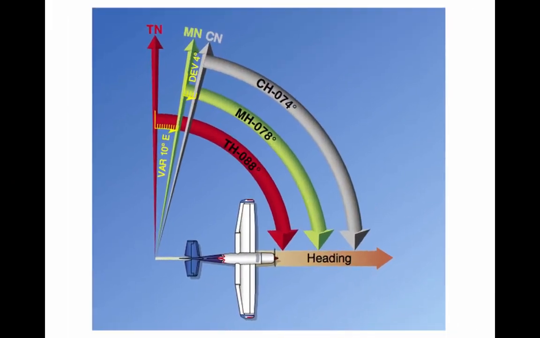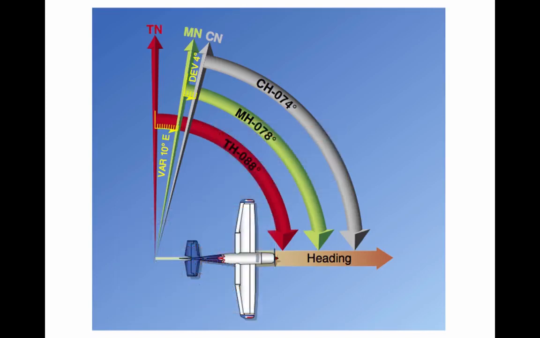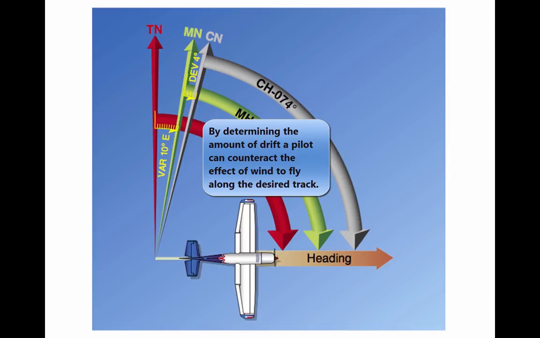The following method is used by many pilots to determine compass heading. After the true course, TC, is measured and wind correction applied, resulting in a true heading, TH, the sequence TH plus or minus variation, V, equals magnetic heading, MH, plus or minus deviation, D, equals compass heading, CH, is followed to arrive at a compass heading. By determining the amount of drift, the pilot can counteract the effect of the wind and make the track of the aircraft coincide with the desired course.